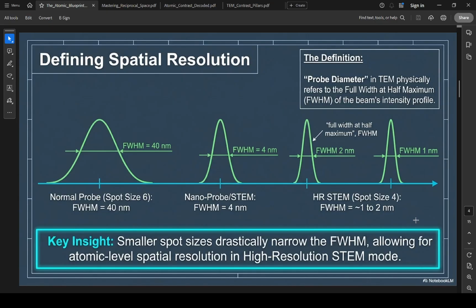Let's say you have your normal probe, you may have a probe diameter of around 40 nanometers. But for doing STEM, you use a nano probe where your FWHM may be 4 nanometers. And if you want to do high resolution STEM, there your FWHM may be 1 to 2 nanometers. So smaller spot sizes drastically narrow the FWHM, allowing for atomic level spatial resolution in high resolution STEM mode.